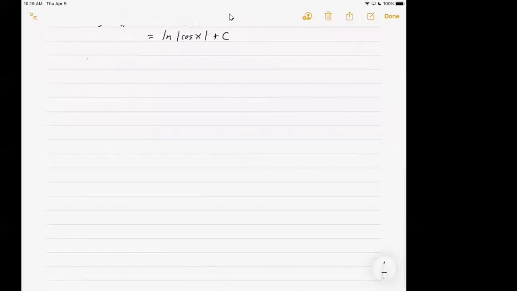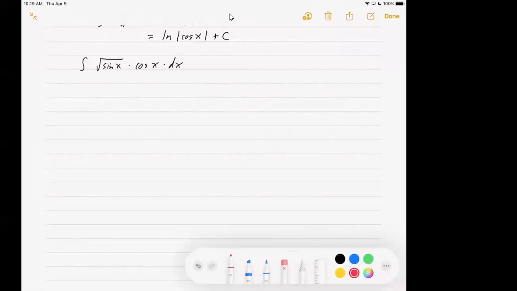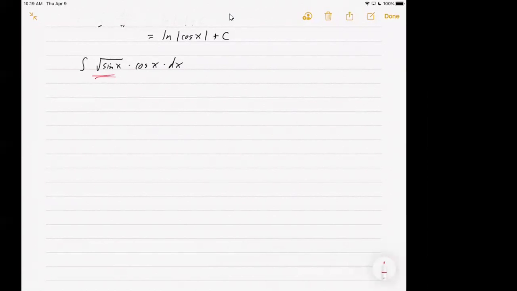There's another example. What if I had the integral of the square root of the sine of x times the cosine of x dx? This would work out nicely. Notice the cosine of x is to the power 1. So I'm going to want to substitute for the other one. Substitute for the more complicated power and leave the one to the first power alone.